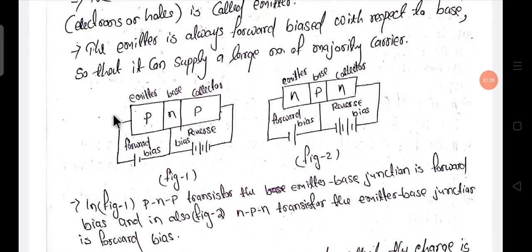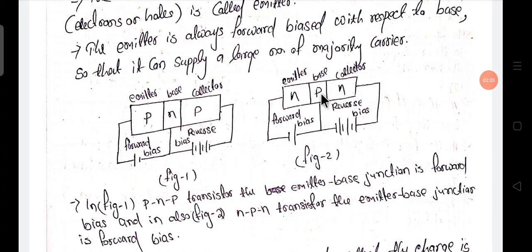In figure 1, the PNP transistor is shown. Here the emitter is P, so it is forward biased: the P side of the emitter is connected to the positive, and the negative is connected to the N base, so the PN junction is in forward bias. The NP junction on the collector side is reverse biased. The collector is always reverse biased, and the emitter is always forward biased.